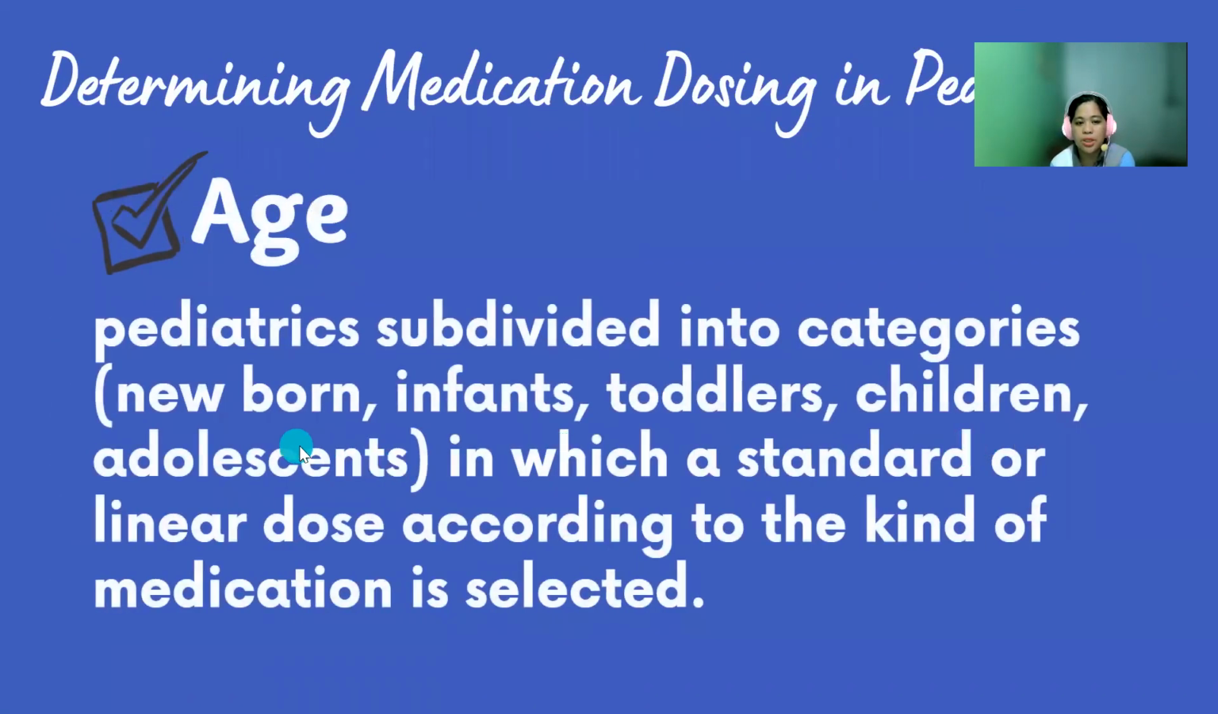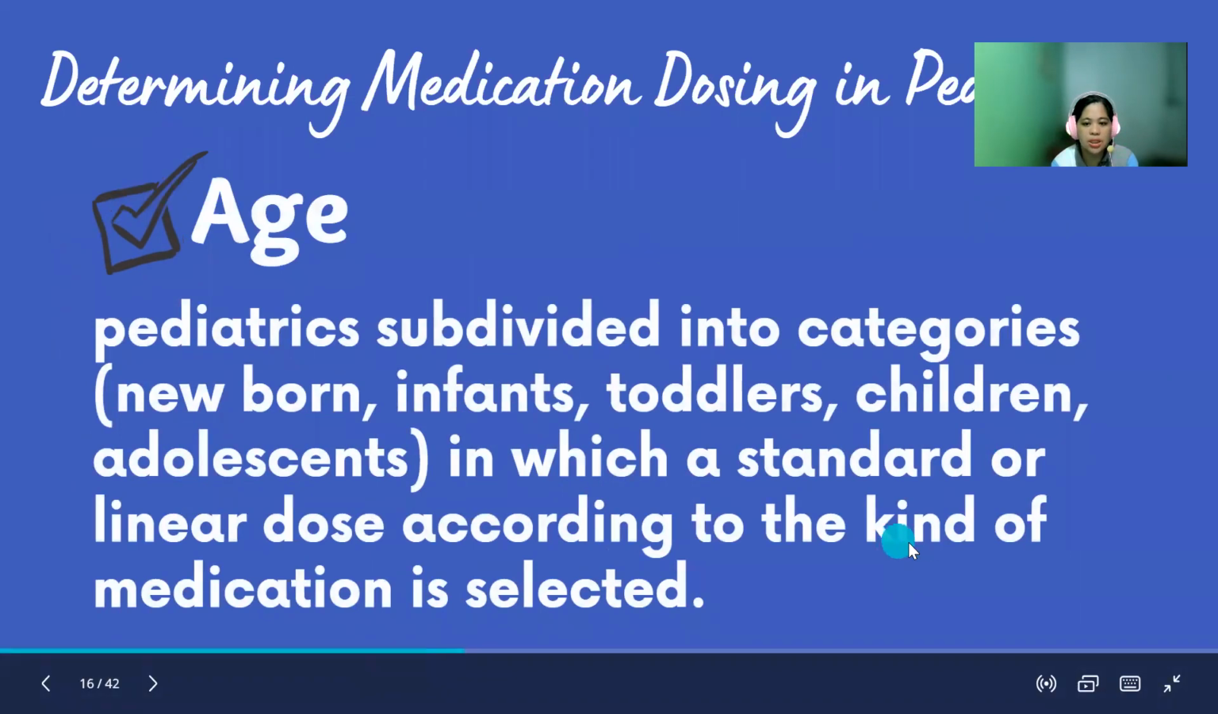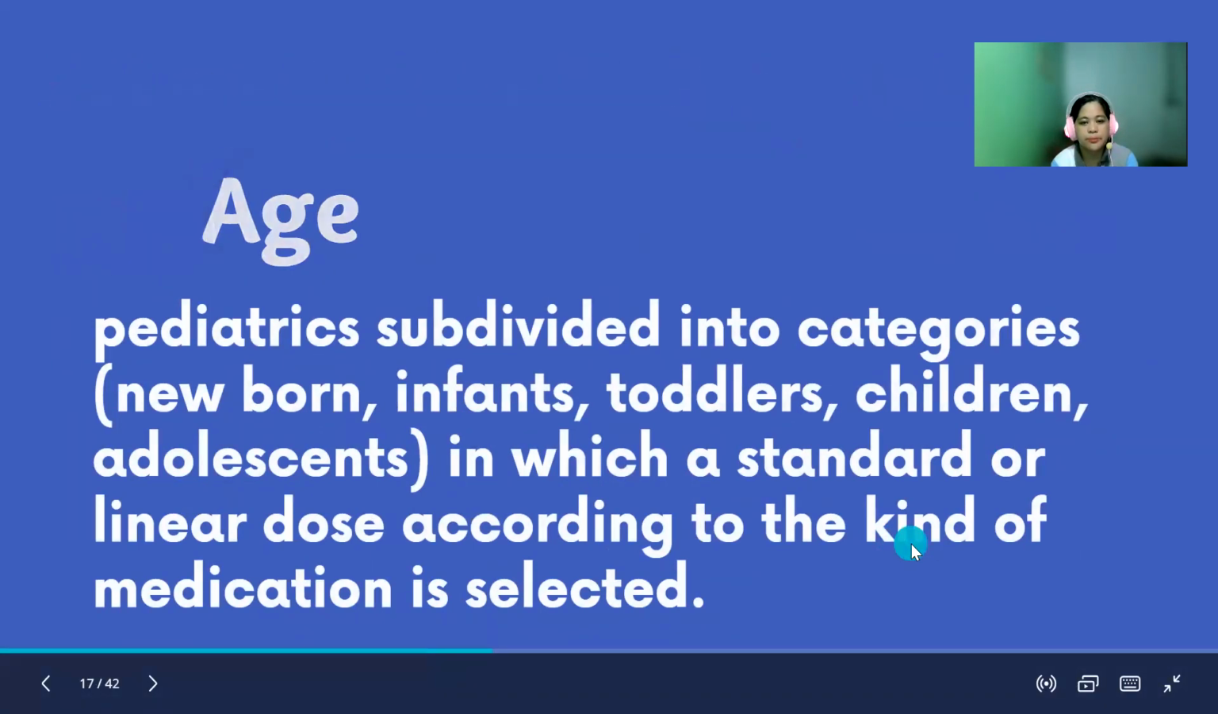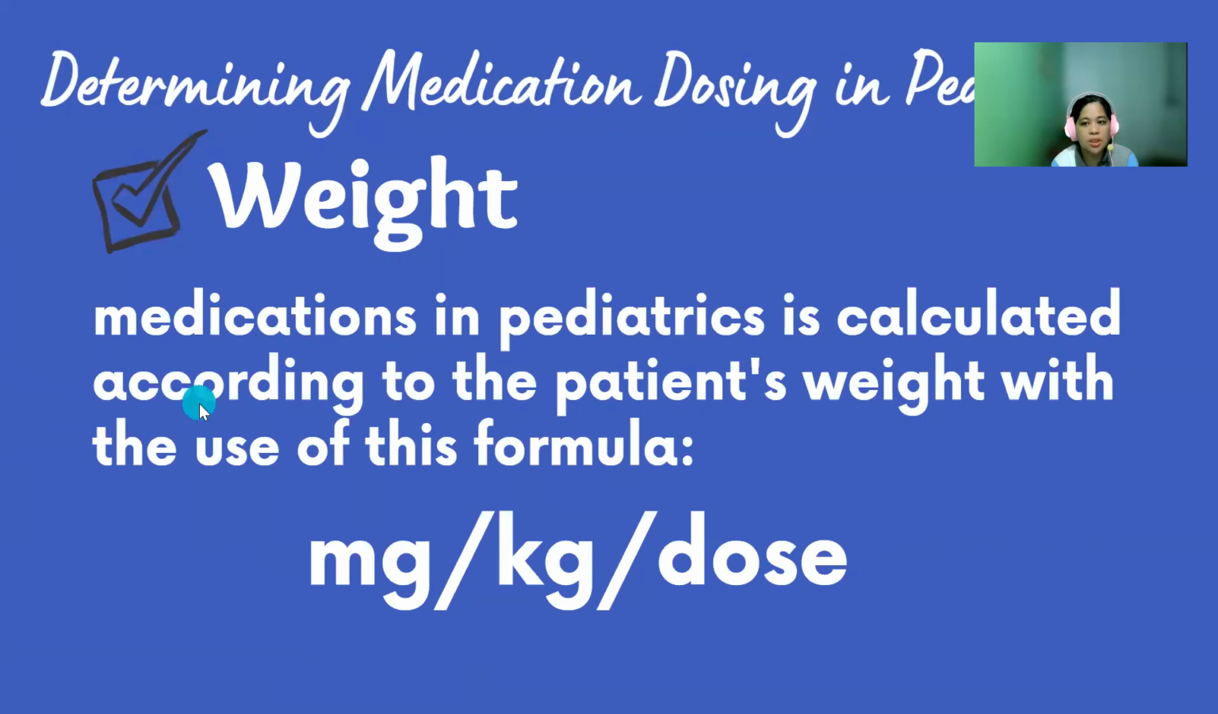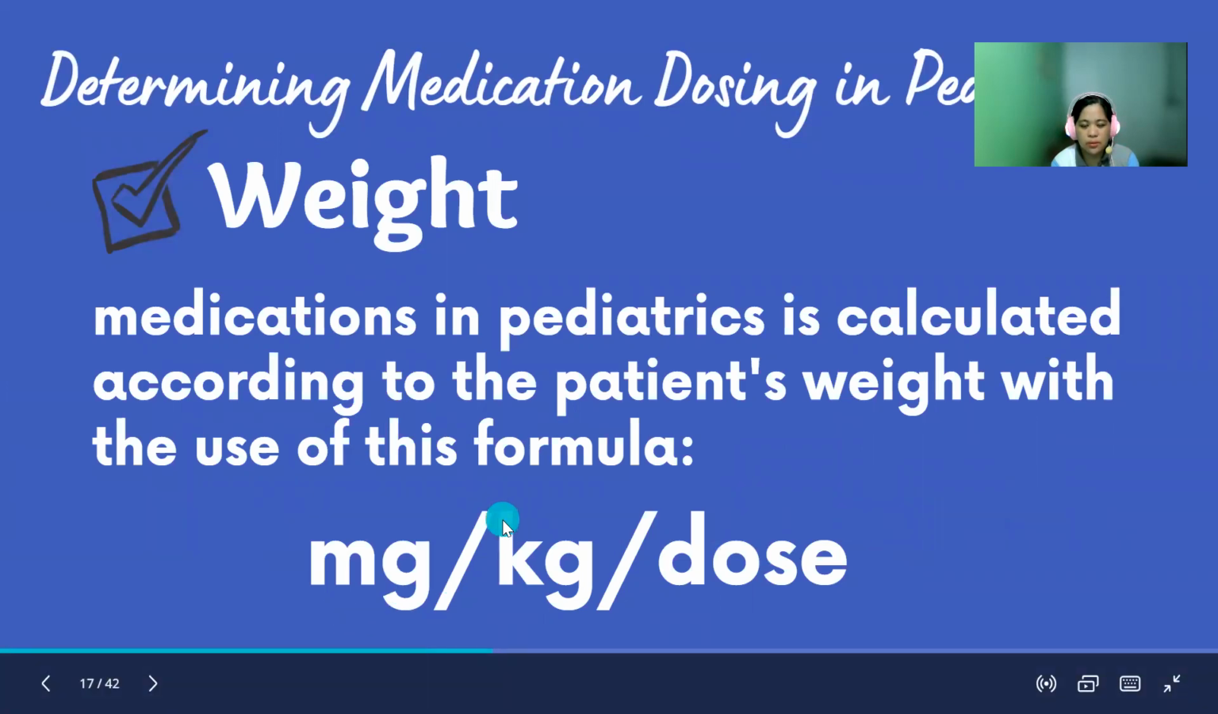So age. Pediatrics is subdivided into categories. First is newborn. Second, infants. Third, toddlers, children, and adolescents, in which a standard or linear dose according to the kind of medication is selected. So second is weight. Medications in pediatrics are calculated according to the patient's weight with the use of this formula: milligrams divided by kilograms divided by dose.